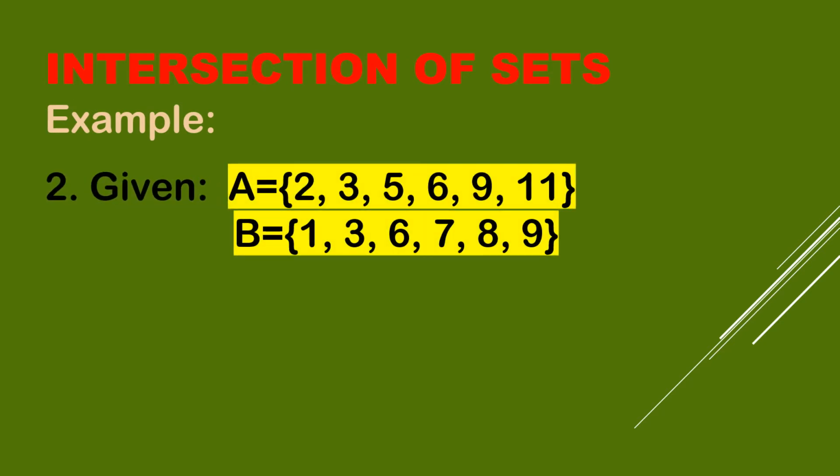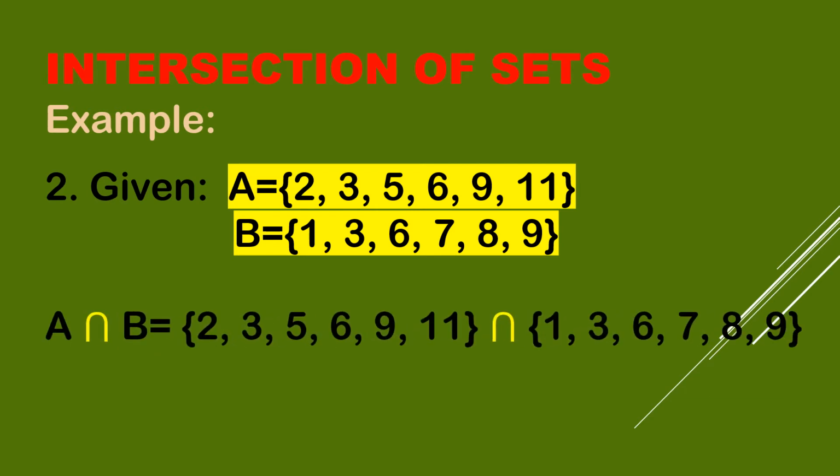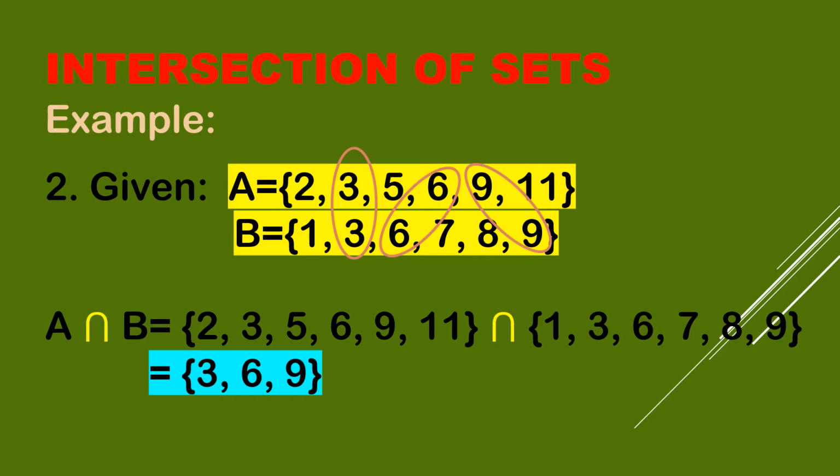Let's have here another example. Given set A: 2, 3, 5, 6, 9, 11, while set B we have 1, 3, 6, 7, 8, and 9. So what are the elements common to both sets? Okay, so we have here 3, 6, and 9. So therefore, the intersection of sets A and B are 3, 6, and 9. Alright.